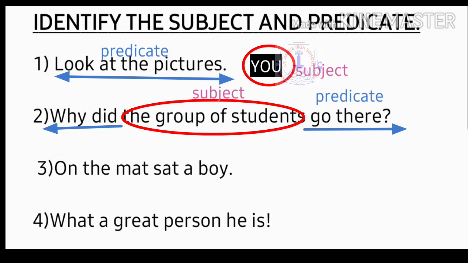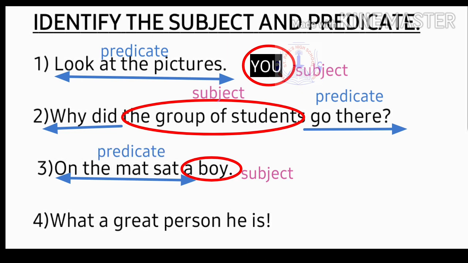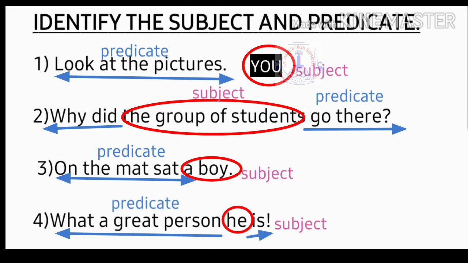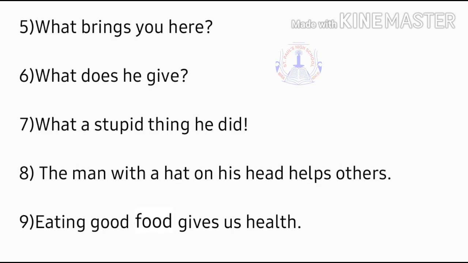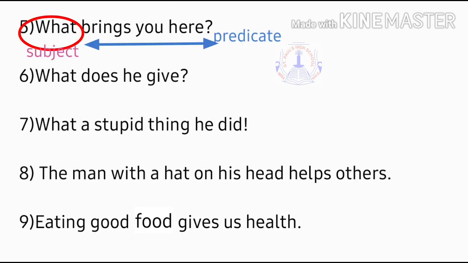Third one: on the mat sat a boy. Who sat on the mat? A boy. So a boy is the subject, and on the mat sat becomes your predicate. Next, what a great person he is. Again you ask a question: who is a great person? He. So he is your subject, and the rest, what a great person is, becomes your predicate. What brings you here? Here the subject will be what, and brings you here will be your predicate. What does he give? Again the subject will be he, and the predicate will be what does give.